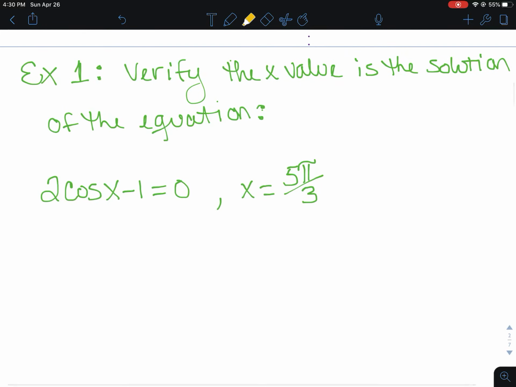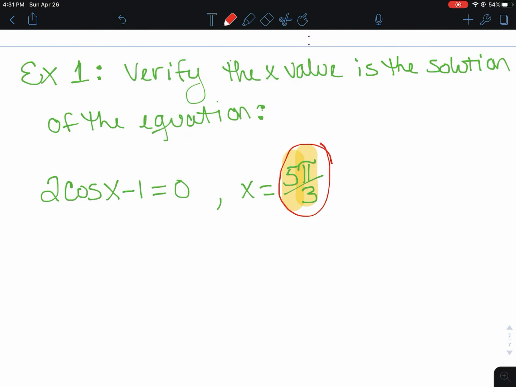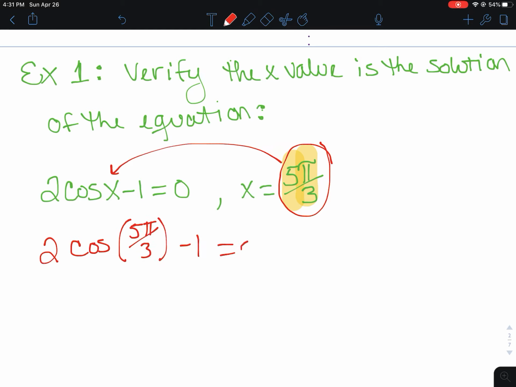So the first type of question is going to say, verify the x value is the solution of the equation. So my equation is 2 cosine x minus 1 is equal to 0. And the x value, or the angle they want me to verify, is 5 pi over 3. Well, if I'm going to verify, the first thing I'm going to do is substitute in 5 pi over 3 where I see x. So I have 2 cosine, and then instead of x, I have 5 pi over 3, minus 1 is equal to 0.